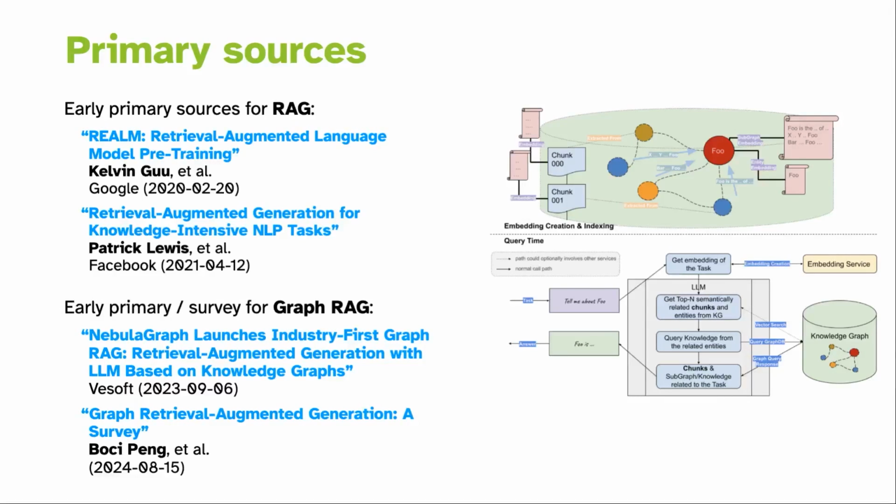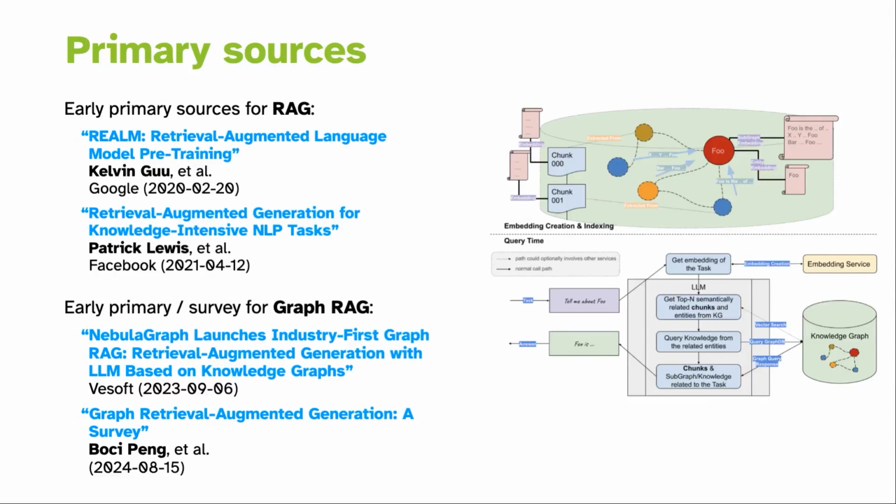Early primary sources for GraphRag, as I said, only really date back about a year. As far as I can find, the first mention that I've seen so far was from September 6th from Faceoff, the people who do Nebula Graph out of China. And they had a demo that they launched in a blog post along with some open source code. And it was really super interesting. The demo wasn't working for a while. It may be up now. I'm not sure. But the blog post is linked here.